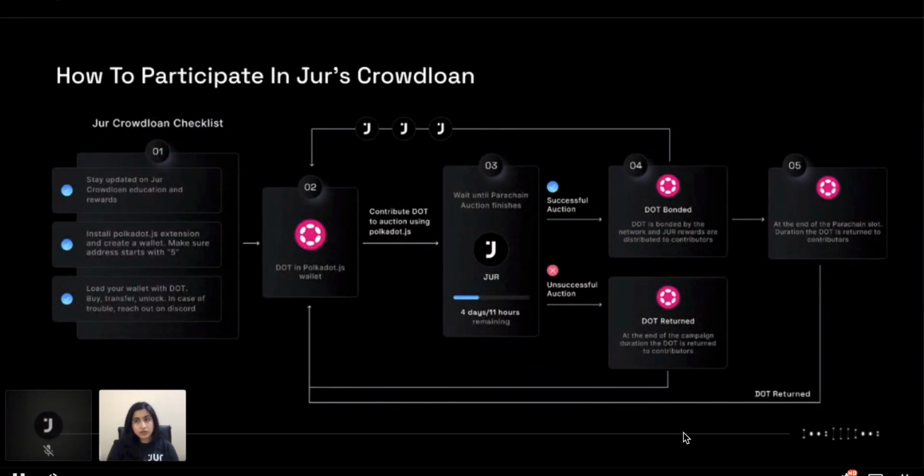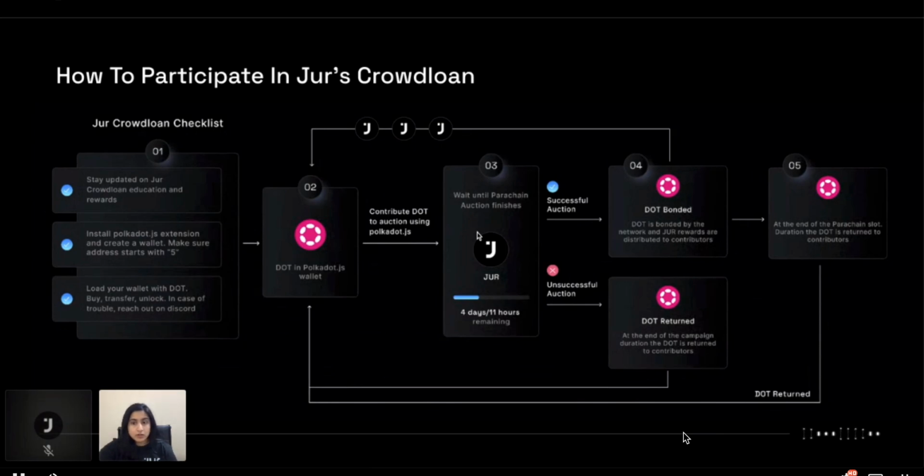Now, up until now, whatever we discussed was applicable to all the crowd loans out there in Polkadot today. And when it comes specifically to Joule crowd loan, we're going to keep certain things in mind, and it's good to educate ourselves on this topic as well. So this is now specific to Joule.